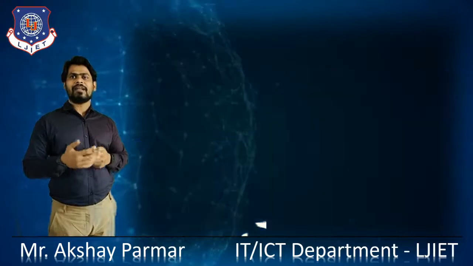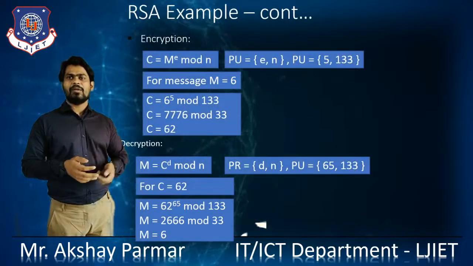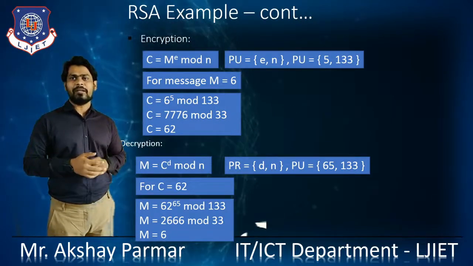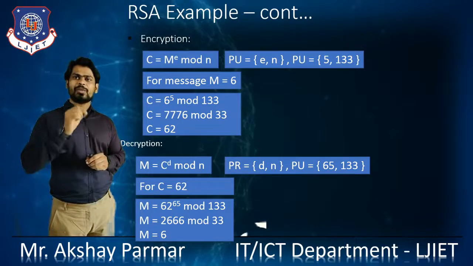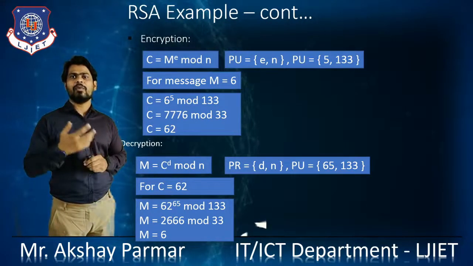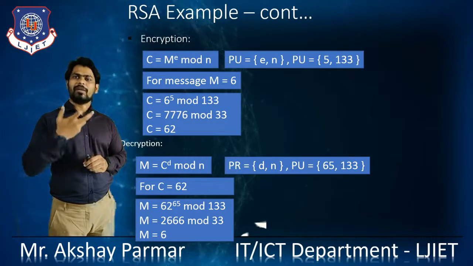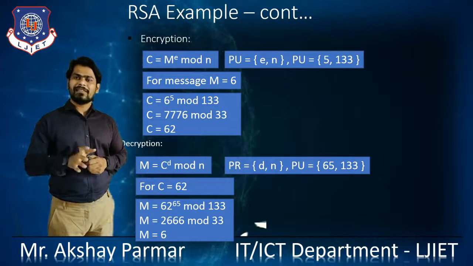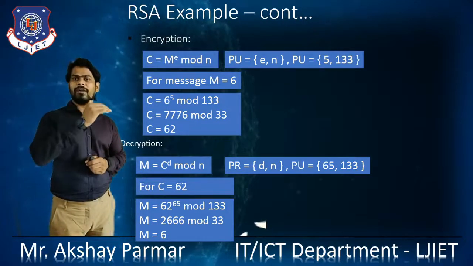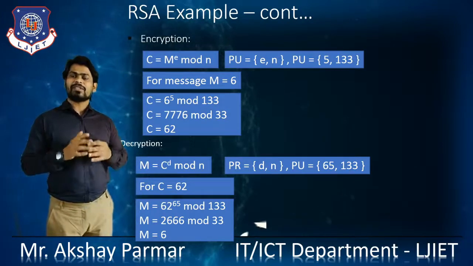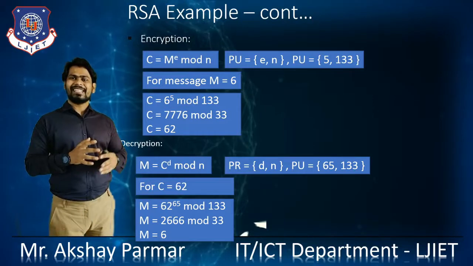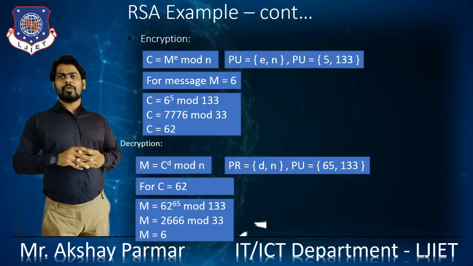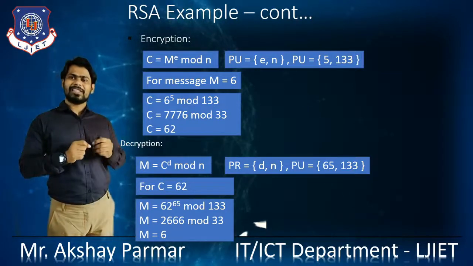With the help of that, we can convert the message m equal to 6 into the ciphertext, and after getting the ciphertext, we will regenerate our plain text also. So ciphertext is equal to m raised to e mod n. Our public key is PU equal to e, n, so here e is equal to 5 and message m is equal to 6. So c is equal to 6 raised to 5 mod 133, which is 7776 mod 133, which is 62. So our c is 62 in our case.